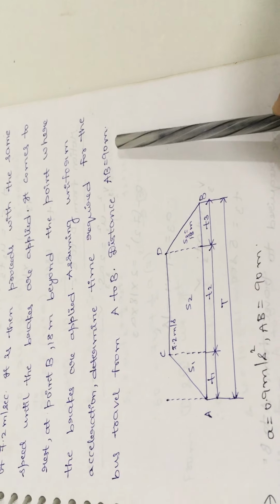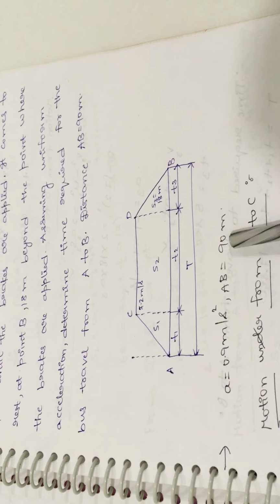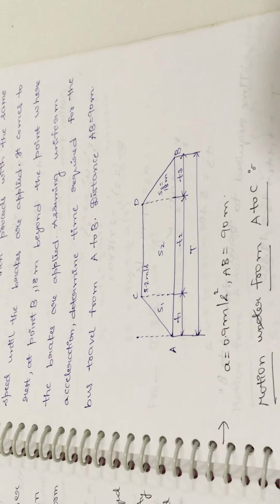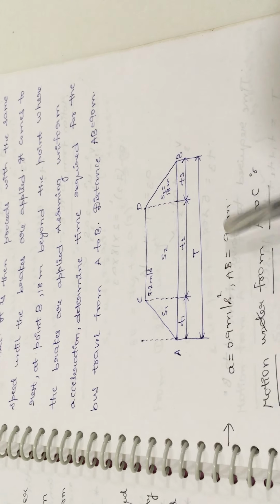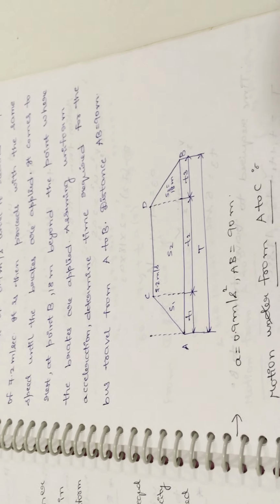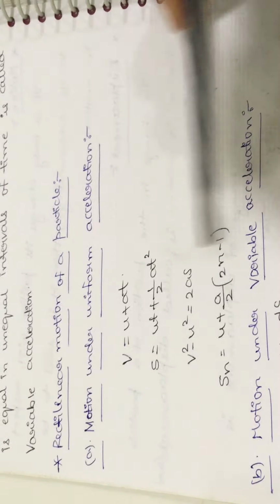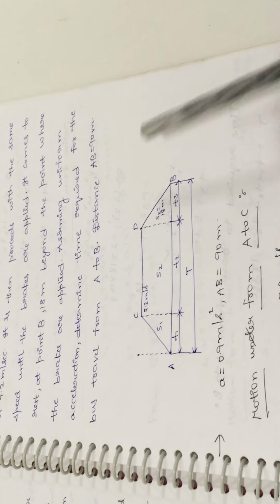From A to B we need to calculate the time required for the bus to travel. Next, distance AB is given as 90 meter. So AB distance is given as 90 meter. So based on these given data, some velocity values are given for the different points and the acceleration value is given and the complete distance value is given. So based on these given data and based on these four formulas, we need to calculate the total time required from A to B.